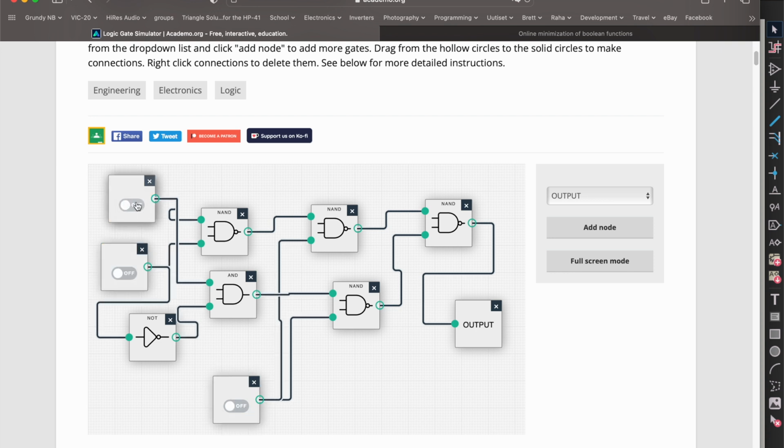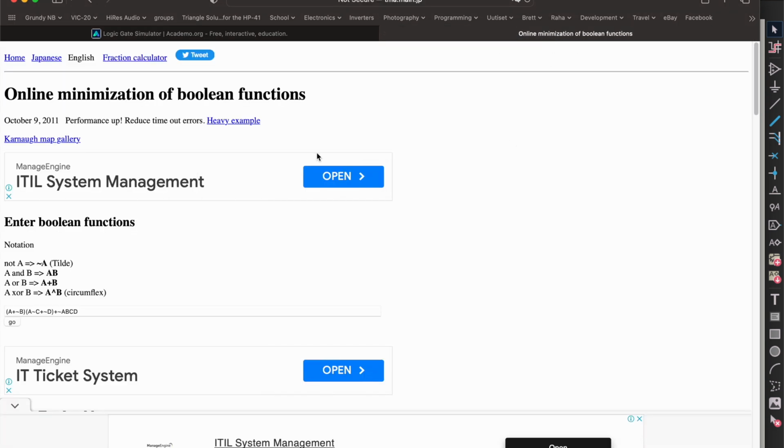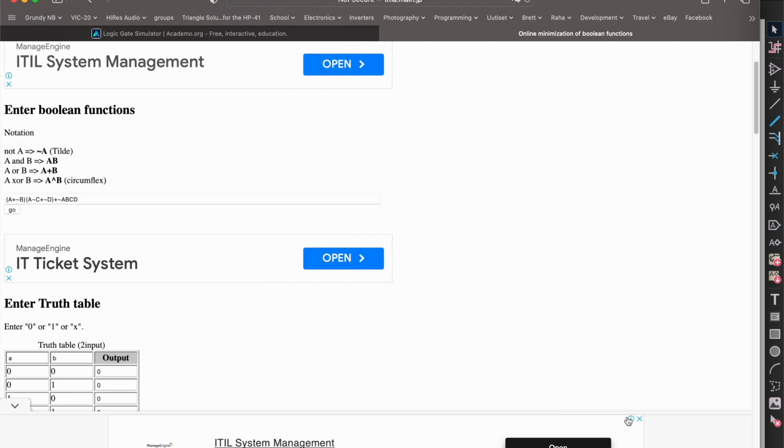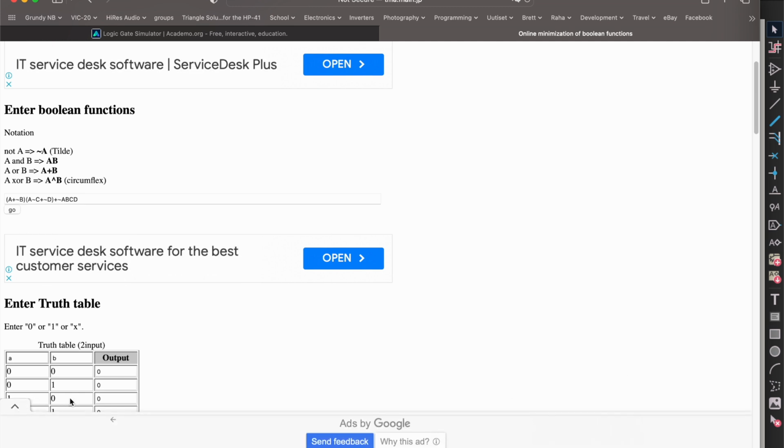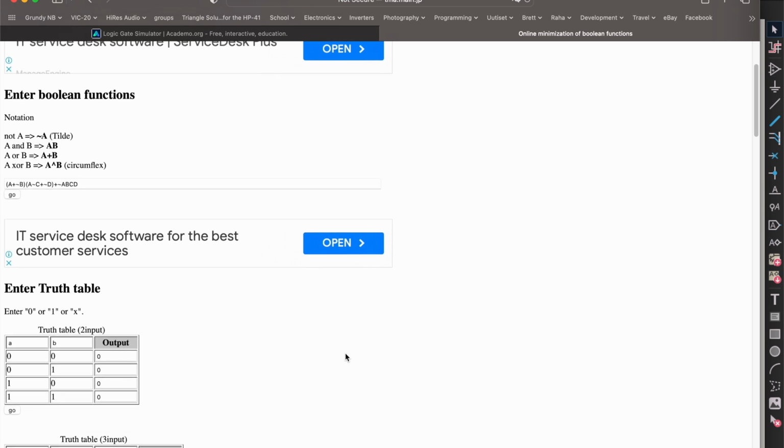So if these are both 0, then it takes whatever this value is. If one of these is 1 and the other 0, so if that's 0, 1, or if it's 1, 0, then again, it takes this value down here. But if both of these are active, then it doesn't matter what this is, it's always off. Okay, so we can simplify that, can't we? So I did another search, and we've got this online minimization.